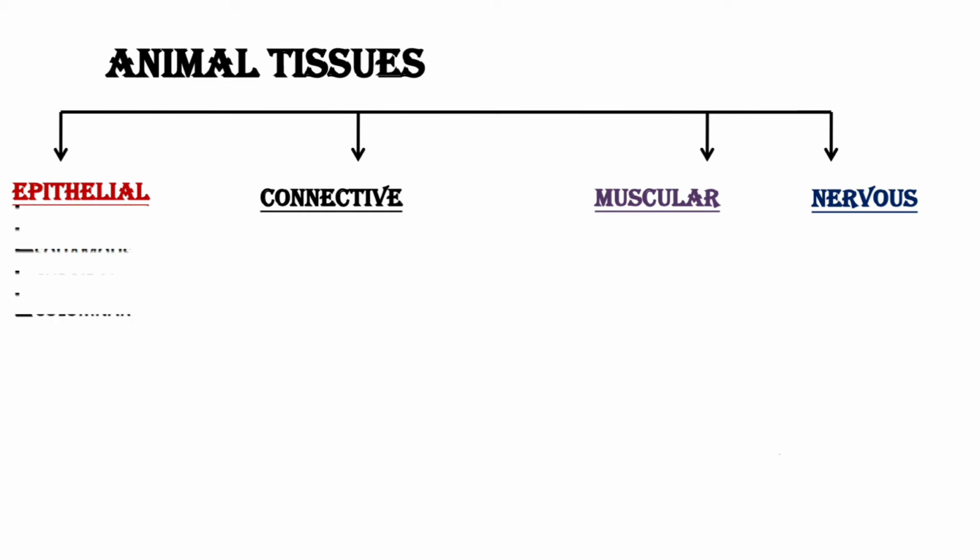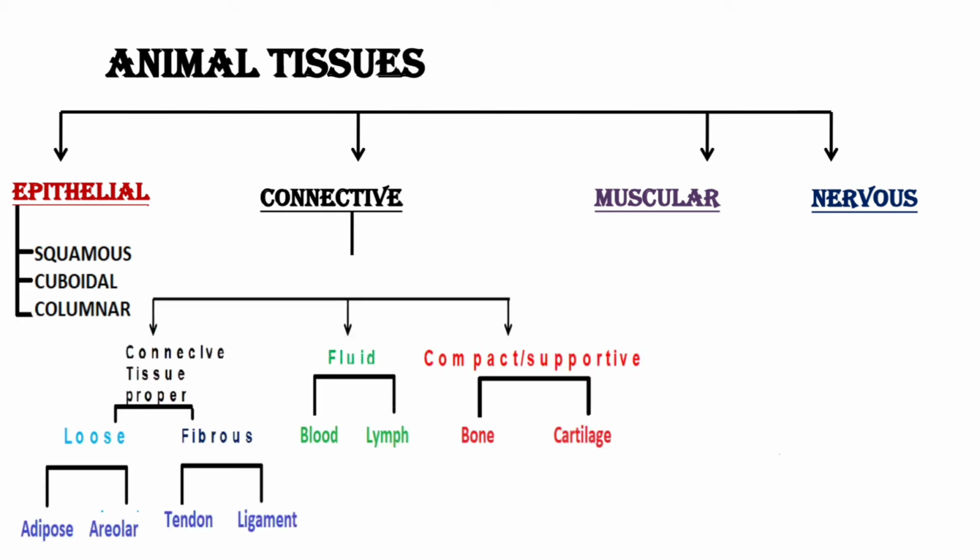Epithelial tissue is broadly classified as squamous, cuboidal, and columnar. Connective tissue is divided into connective tissue proper, fluid connective tissue, and compact or supportive connective tissue. Connective tissue proper is divided into loose and fibrous, which is again classified as adipose, areolar, tendon, and ligament. Fluid connective tissue is divided into blood and lymph. In compact supportive tissue, we'll have to learn about bones and cartilage.